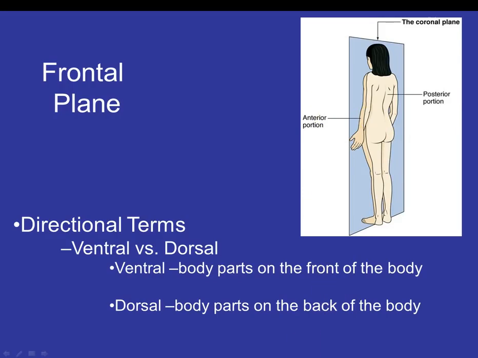Ventral refers to body parts on the front of the body. For instance, your belly button is on the ventral side of your body because it's on the front side of the body. Dorsal means to the back of the body, so your butt, or your gluteus maximus, is on the dorsal side of your body because it's on the back side of your body.